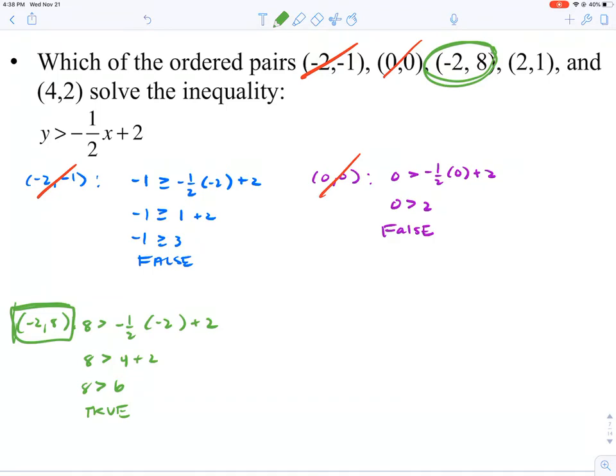So you can just double check. I'm not going to do the last two. You can double check whether or not 2, 1 and 4, 2 are part of the solution set to this inequality by substituting them in.